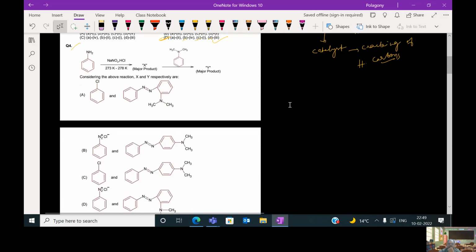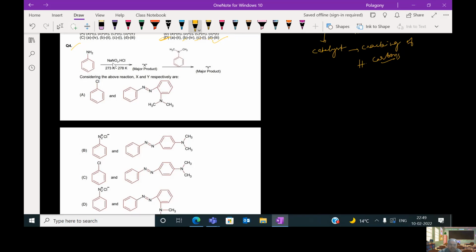The fourth question is given here. Aniline is treated with NaNO2 and HCl. When aniline is treated with NaNO2 plus HCl, we get the product HNO2. So this reacts with aniline and forms diazonium chloride at low temperature.